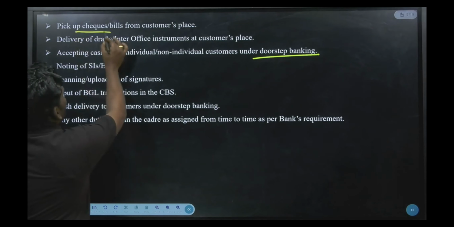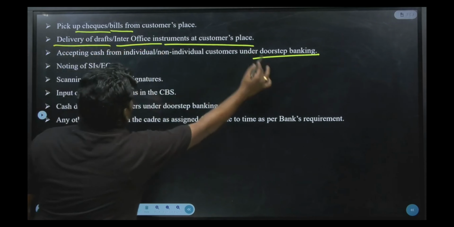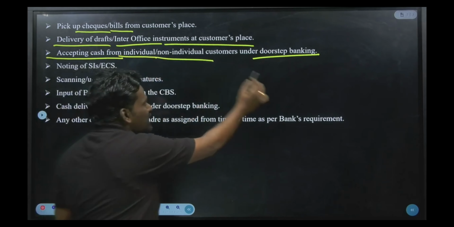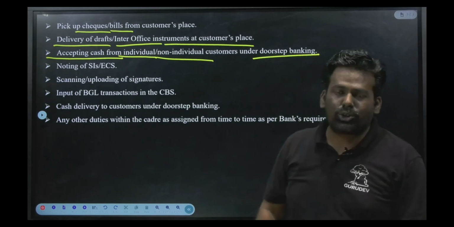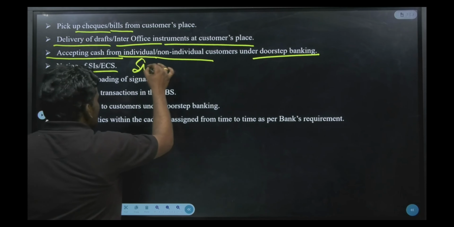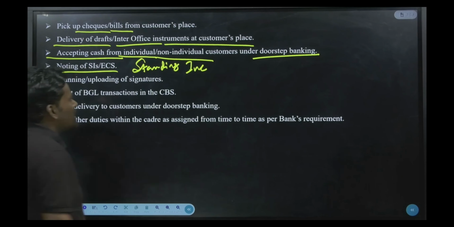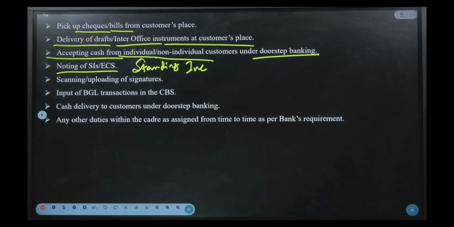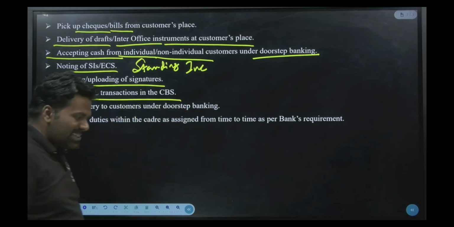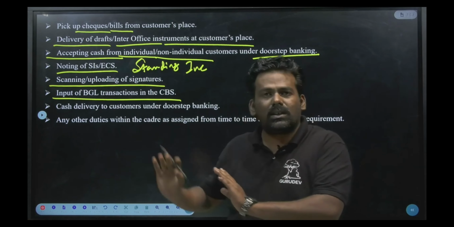So he has to pick up the checks and bills, then deliver drafts or inter-office instruments at the customer's place, and accept large amounts of cash from individual or non-individual customers under doorstep banking. This has to be done by the junior associate. Noting of SI. SI means standing instruction. Every month some amount will be deducted from the account and credited to the given account, right? So ECS facility, then scanning and uploading of signatures, input of BGL transactions. BGL transactions means the bank's internal accounts transactions will be done by the junior associate.